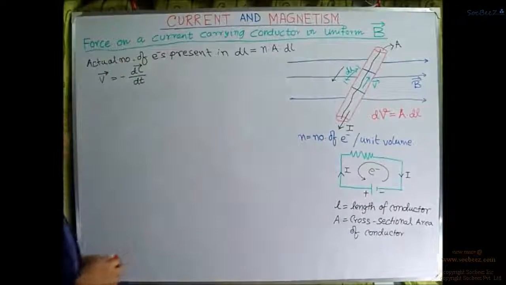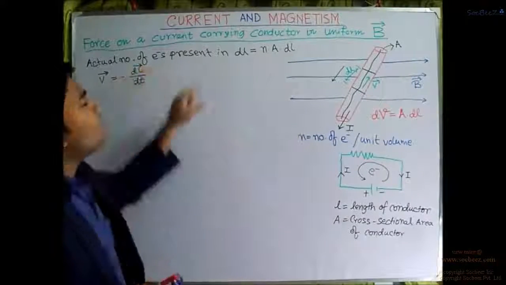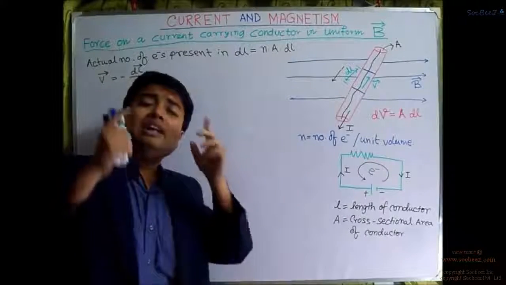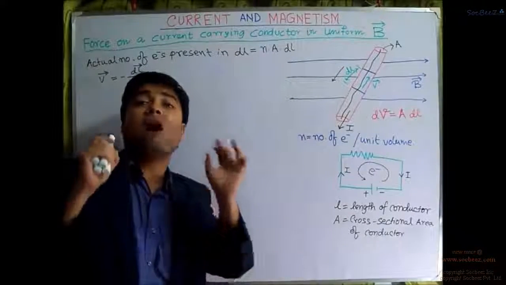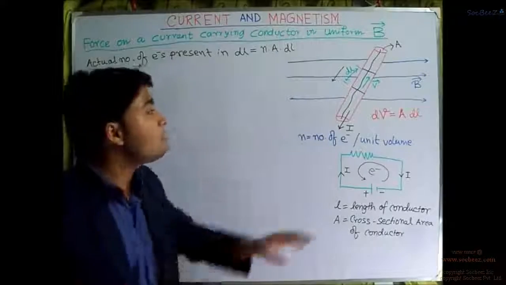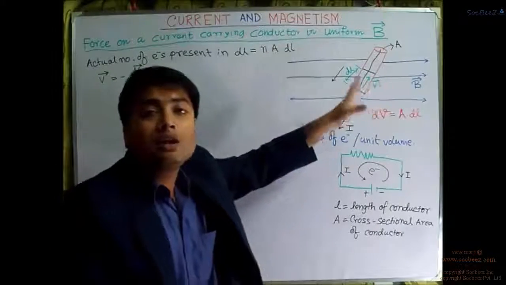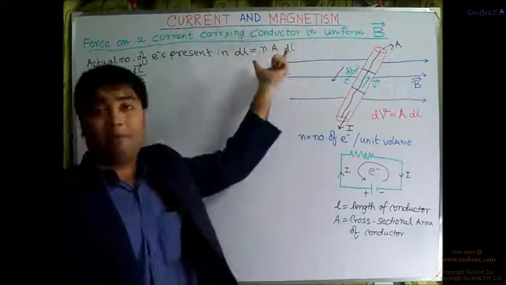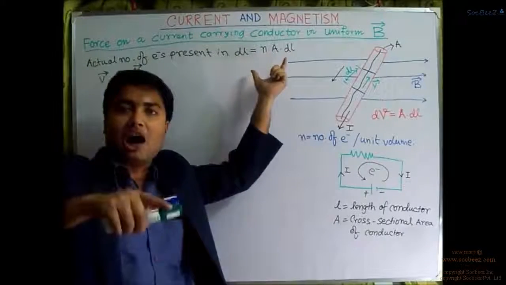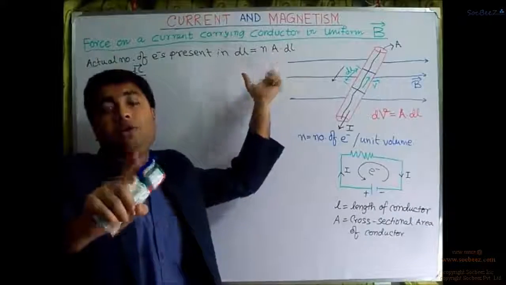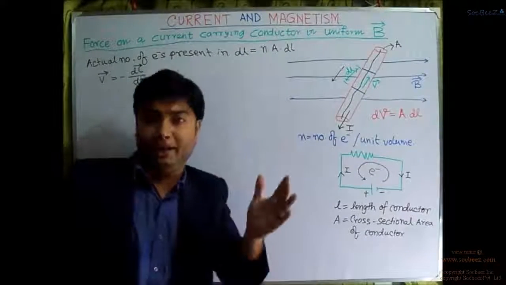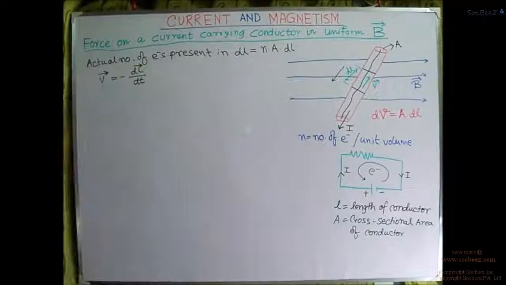Now, if we say that the actual number of electrons present in dl, then what is the actual total amount of charge which is being present in dl? It will simply be equal to the number of electrons present multiplied by the charge of each electron. Now what is the charge of each electron? It is simply equal to e, as we denote.